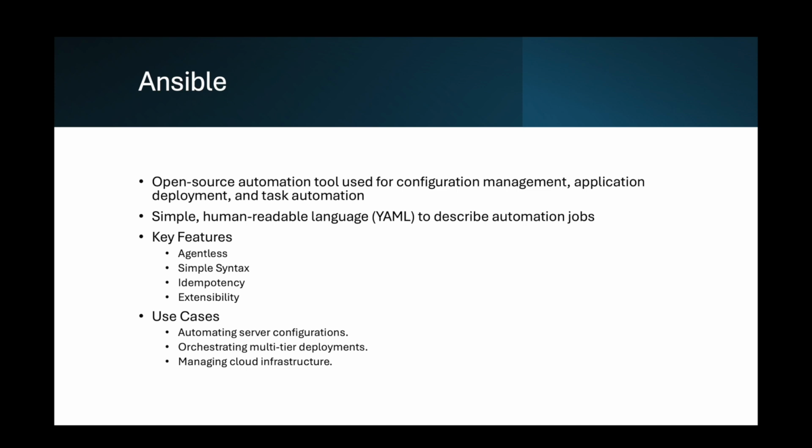Ansible operates without the need for agents on the client systems, communicating over SSH. Simple syntax: it uses YAML for playbooks, which are easy to write and understand. Idempotency ensures that changes are only applied when necessary, avoiding unnecessary actions. Extensibility: it supports custom modules and plugins. Some of the use cases involve automating server configurations, orchestrating multi-tier deployments, and managing cloud infrastructure.